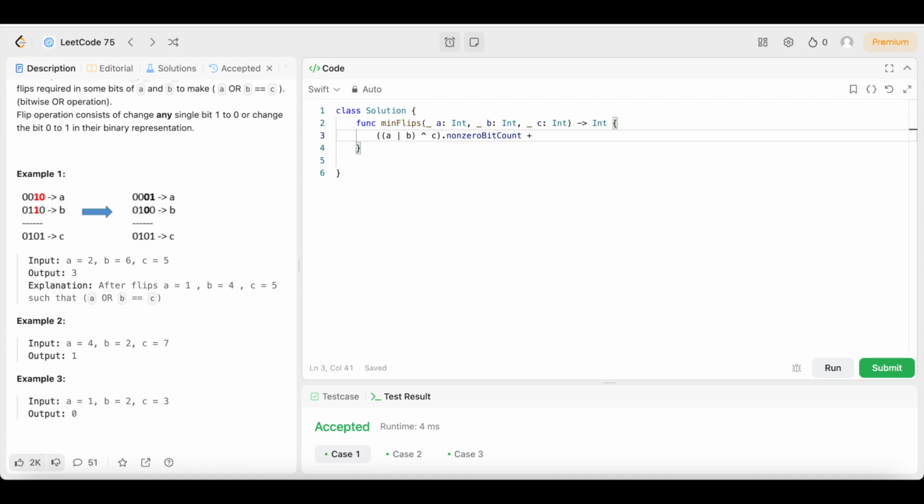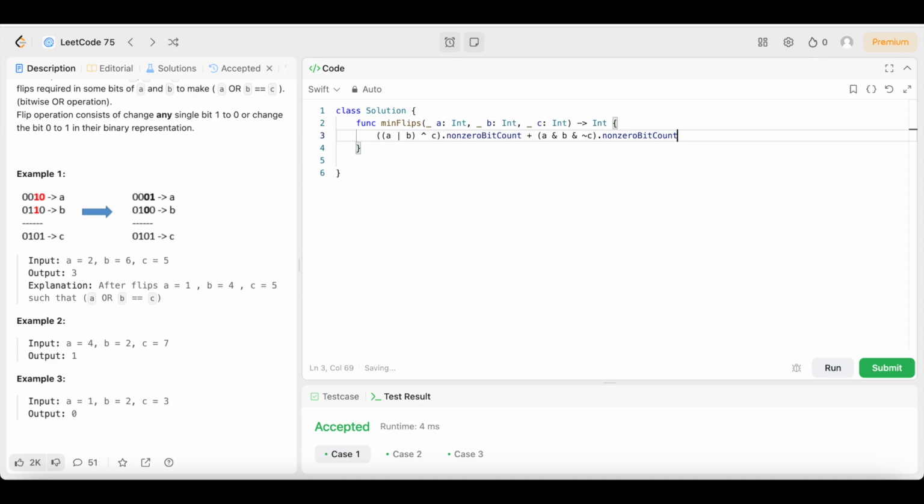We're going to open up the parentheses and say A and B and not C. This operation right here is the bitwise not, just the not operation, right? So it's going to turn a 0 into 1 or 1 into 0, but that's like the not C. So it's A and B and not C, which turns the 0s into 1s and the 1s into 0s. Then we're going to do the same thing and say dot non-zero bit count.